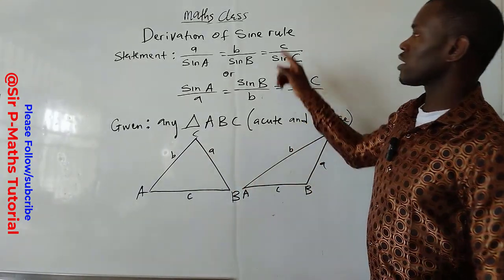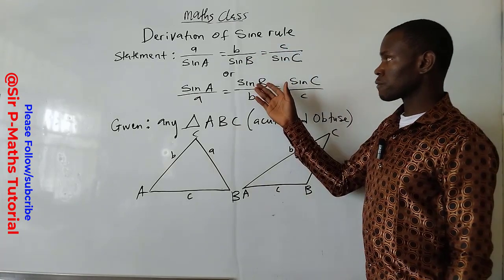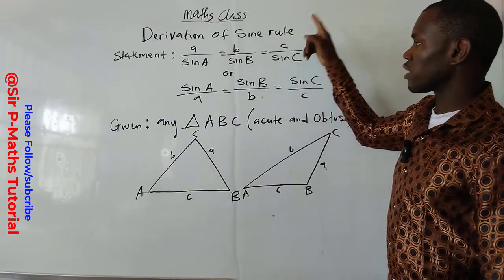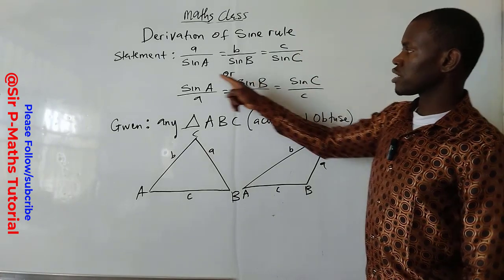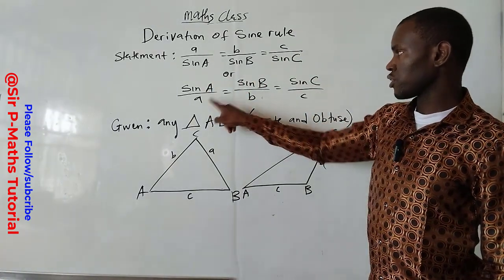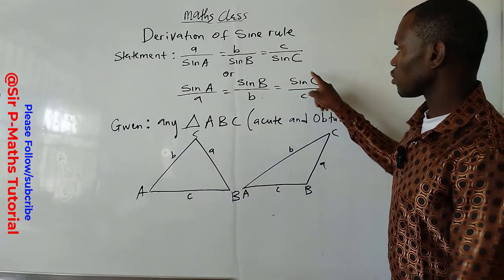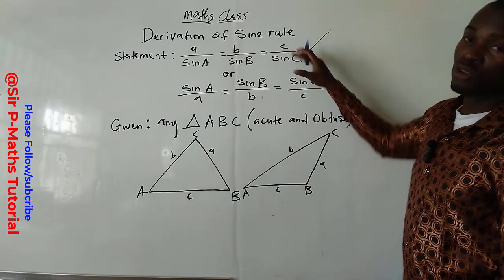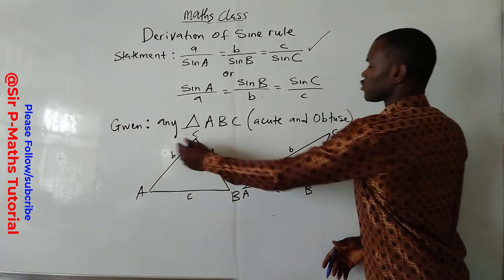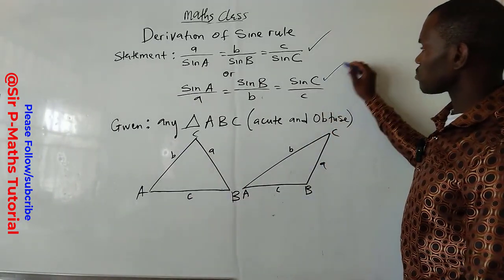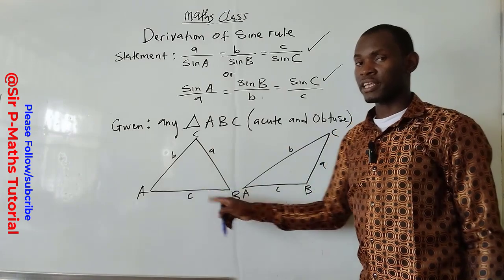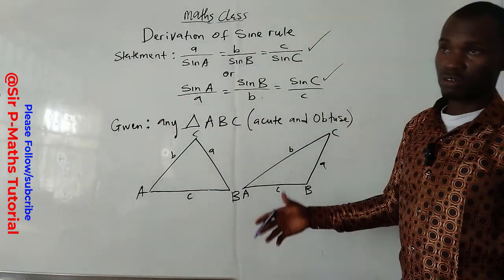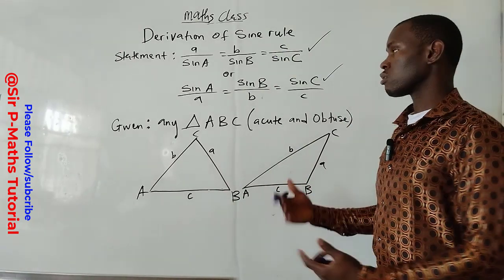Today we want to be looking at sine rule, derivation of sine rule. We have a over sine A equal to b over sine b equal to c over sine c, or we say sine A over a, sine b over b, and sine c over c. We use this most times when we are looking for the sides of a triangle, and we use the other mostly when we are looking for the angles of the triangle. But either of them can still work for either the angle or the sides.